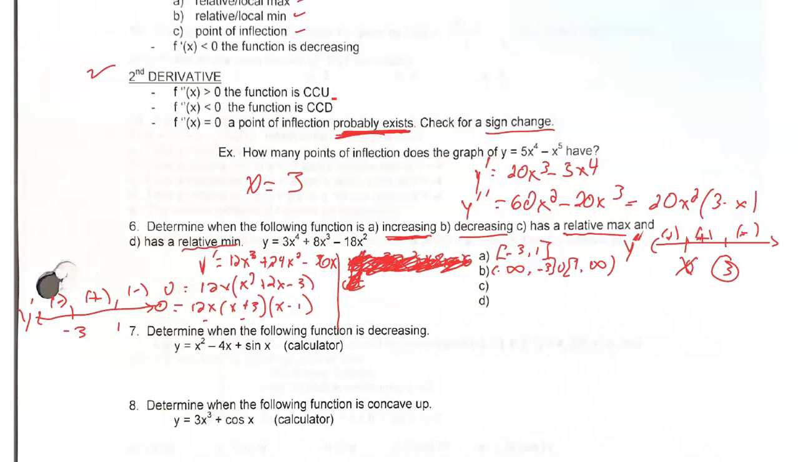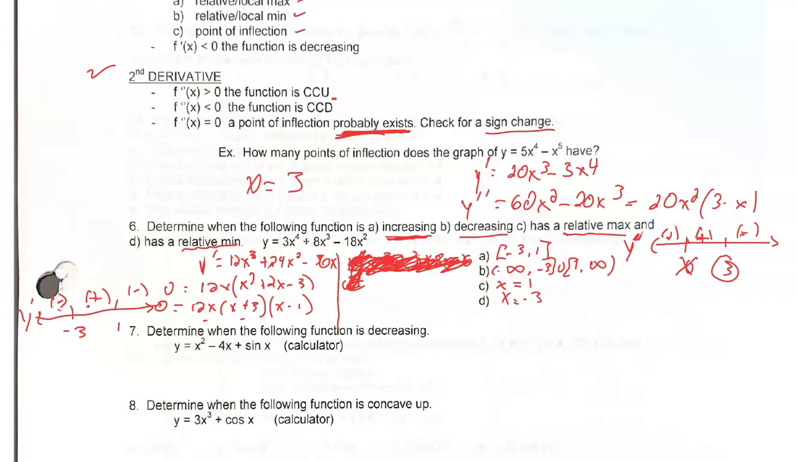Over here, we get a max when our first derivative goes from positive to negative. So that's going to be at the positive 1. And then we're going to get a minimum when our first derivative goes from negative to positive. That's happening over here at negative 3.